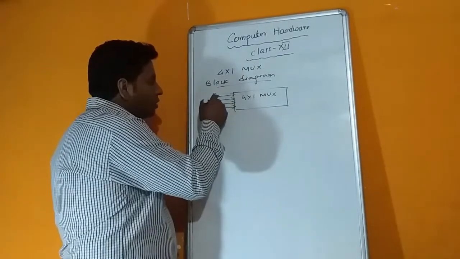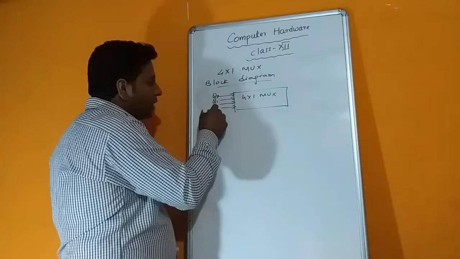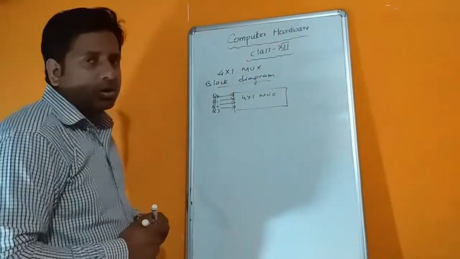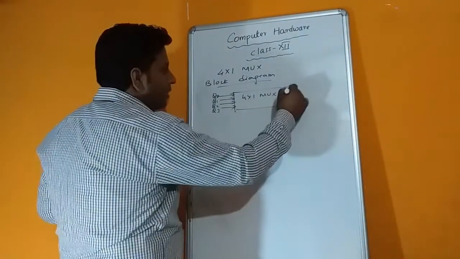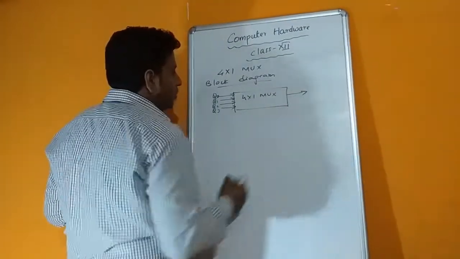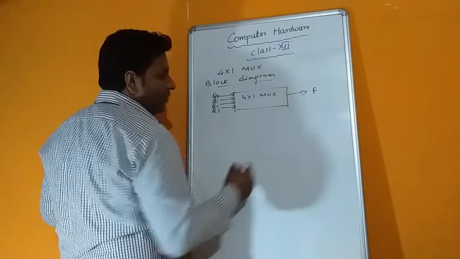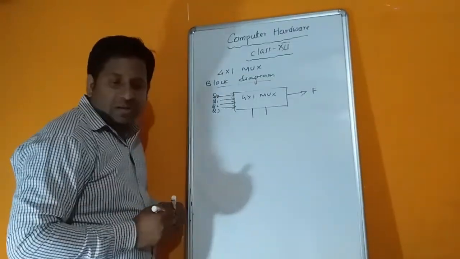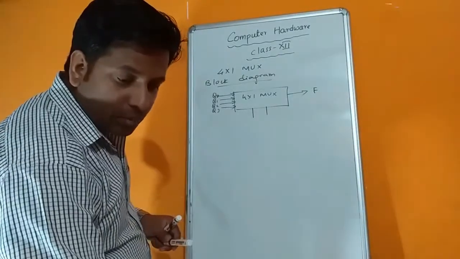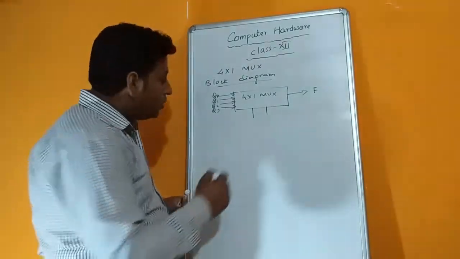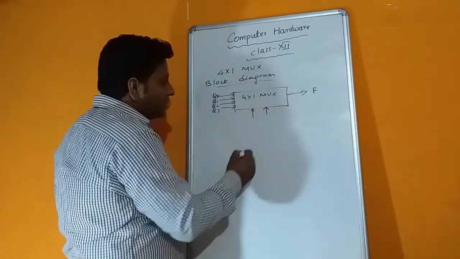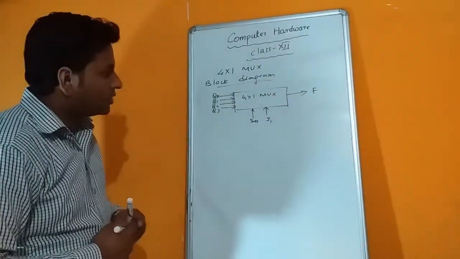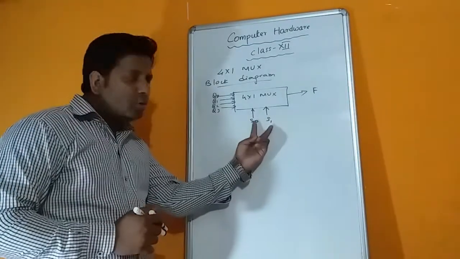I'll take Q0, Q1, Q2 and Q3. These are the output of decoder. Okay, and one single output will be there. Let us take this one as F, and 2 select part will be there. Let us take this one as S0 and S1. These are the select part. Select means these are the input of decoder.